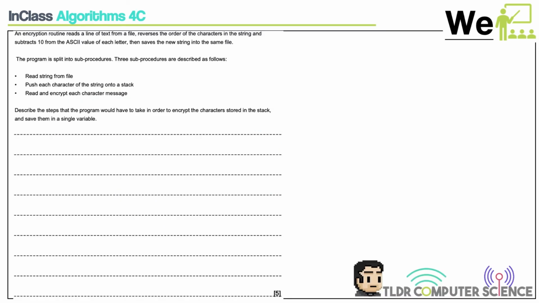Another question around text files. An encryption routine reads a line of text from a file and reverses the order of the characters in the string. What was an application we could say for a stack? It was to do this, wasn't it? We said one of the applications for a stack is pushing all the items onto the stack. When you then pop them all off the stack, it will be in reverse order. Nice. So Bob will become Bob. Excellent.